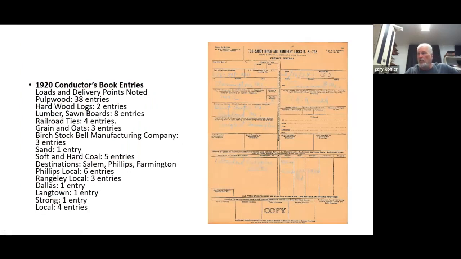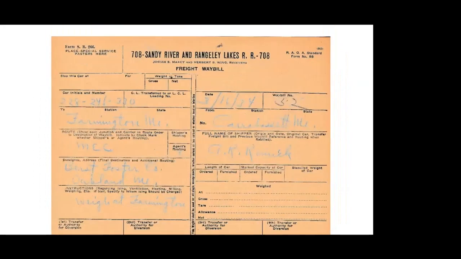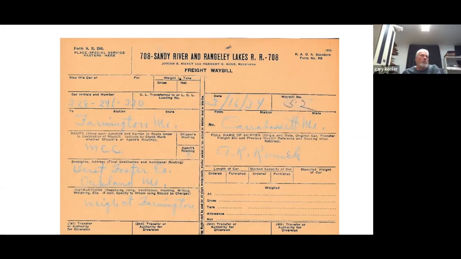I'll get this blown up so we can see it. Are there dates on these freight bills? Yeah. This one's 1934. There's three SR&RL cars, 228, 246, 330.